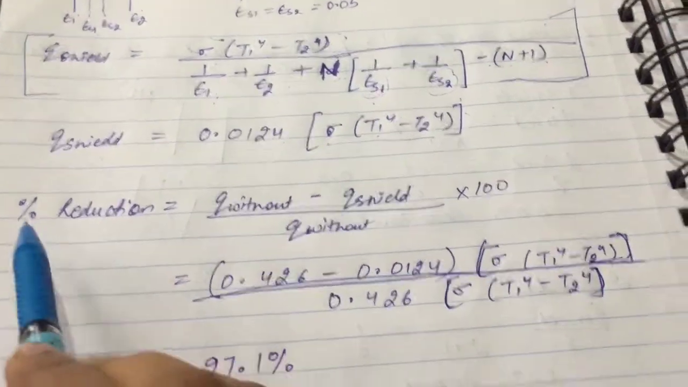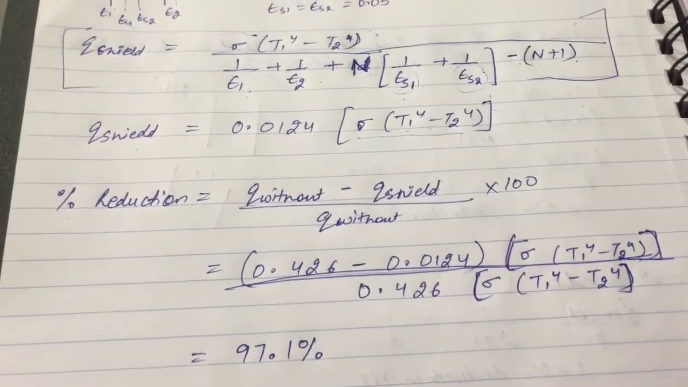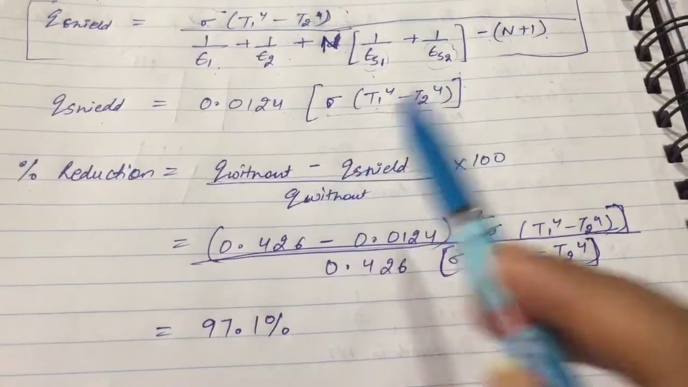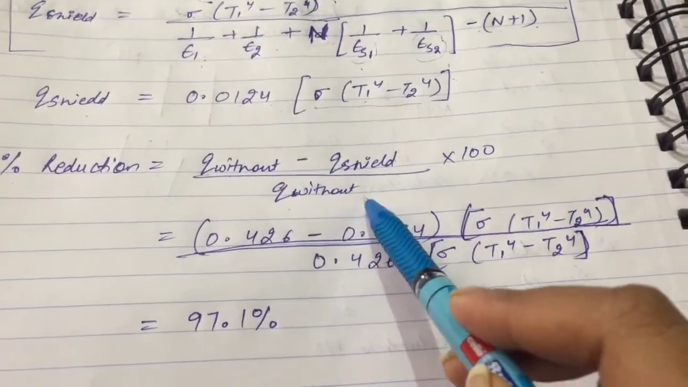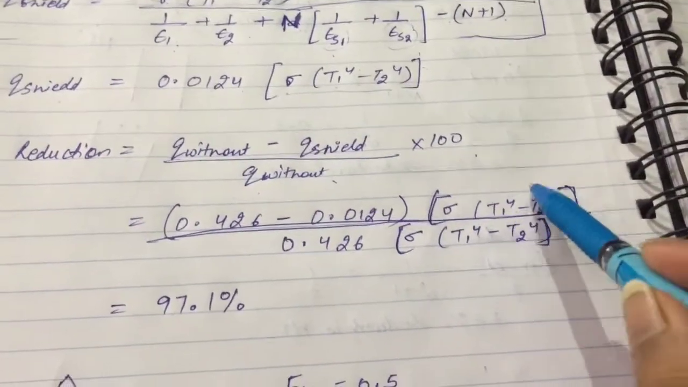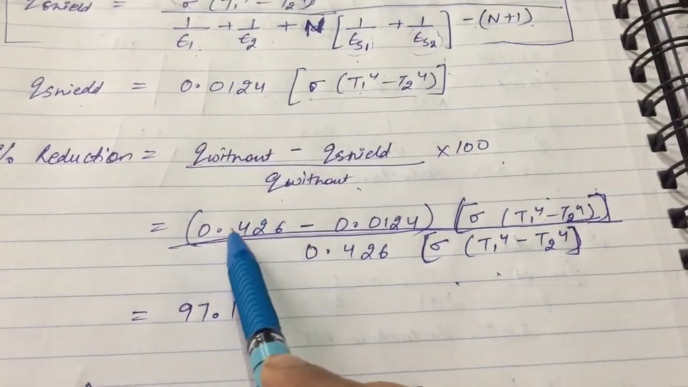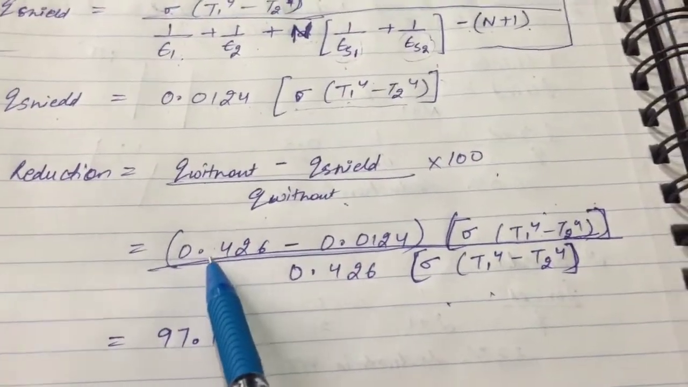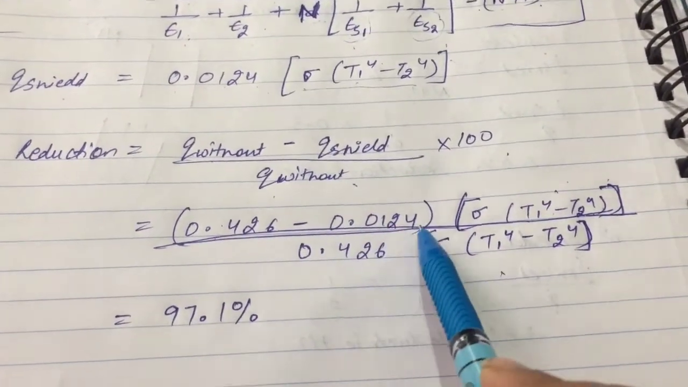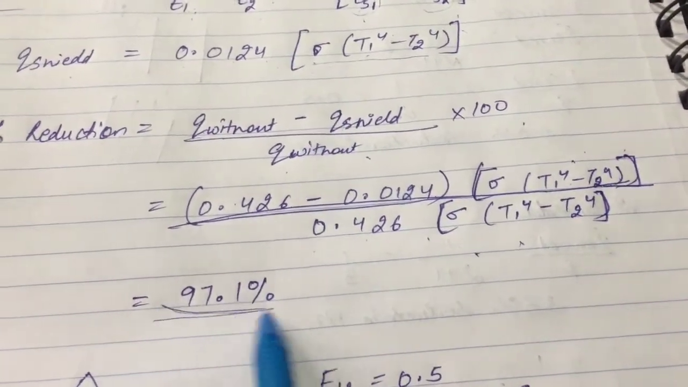So the percentage reduction in heat transfer would be Q without the shield, before adding the shields, which we have calculated, minus Q with the shields, upon Q without the shields, into 100. So the sigma into T1 to the power 4 minus T2 to the power 4 would cancel out, and Q without 0.426 minus Q with shield 0.0124, upon Q without 0.426, comes out to be 97.1%.